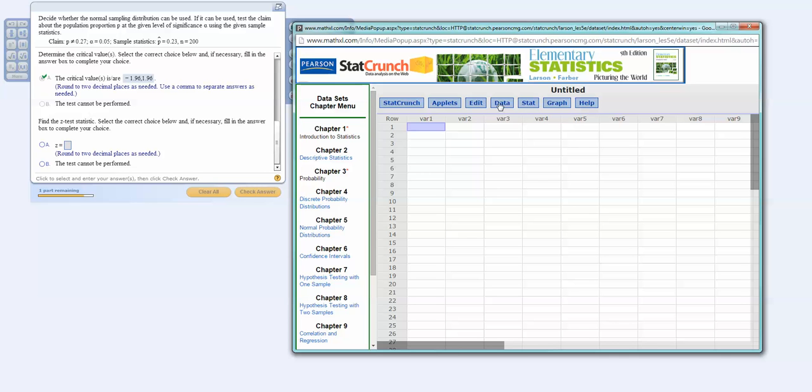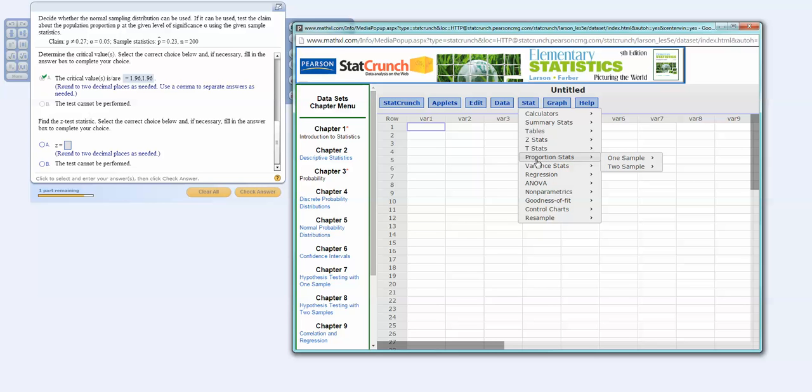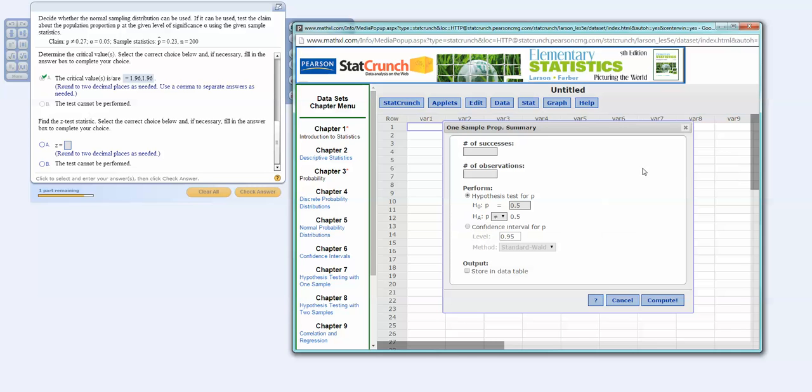Now, since we are using a normal distribution, the calculations will be based upon that. But this is a proportion, so we are going to left-click Stat right here. We are going to highlight Proportion Stats, left-click One Sample, not with data, but with Summary. This will bring up this pop-up window. And what we're going to do is type in the number of successes, the number of observations, and what our P is supposed to be equal to.